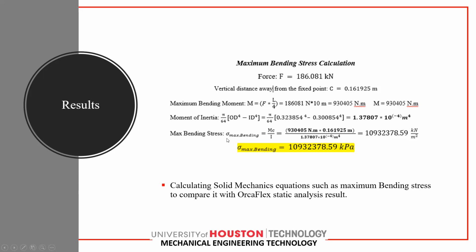Finally, the maximum bending stress is equal to the bending moment times C divided by the moment of inertia, which is equal to 10,932,378.59 kilonewton per meter squared. This is a really big number. Believe me, this is a huge number. And also, when I did the analysis, my result from the simulation analysis of OrcaFlex and SolidWorks is also a big number.